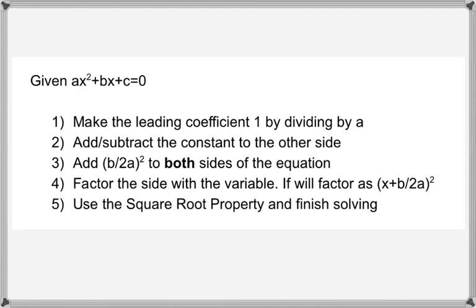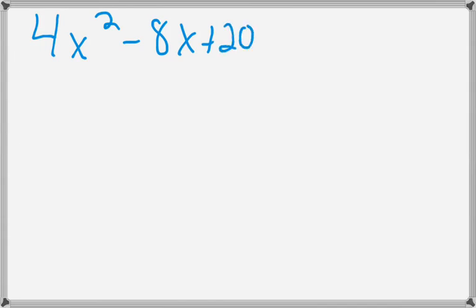And then what we're going to do is add a number to both sides of the equation so that the left side then factors as the square of a binomial. Let's do an example. Say we have 4x squared minus 8x plus 20 equals 0.